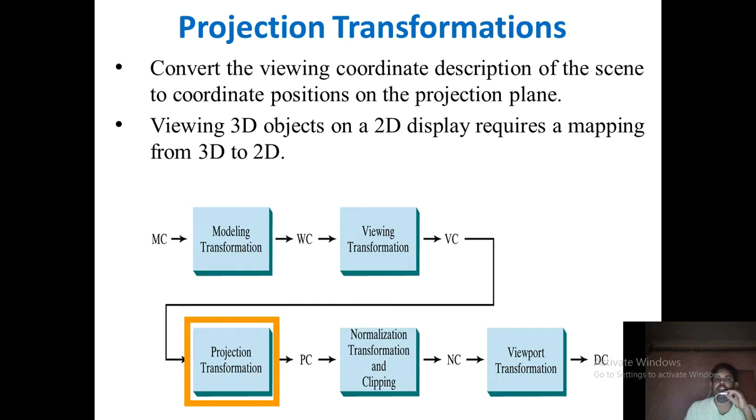Now, the projection plane. Viewing 3D objects on a two-dimensional display requires a mapping from 3D to 2D. As I told you, the object in viewing coordinates is in 3D, and I am projecting it onto 2D. A film in your camera is 2D, and a monitor is also 2D. So I have to convert the 3D coordinate system to a 2D coordinate system, and we do that in projection transformation.